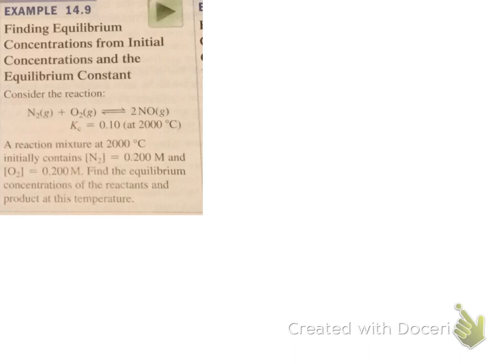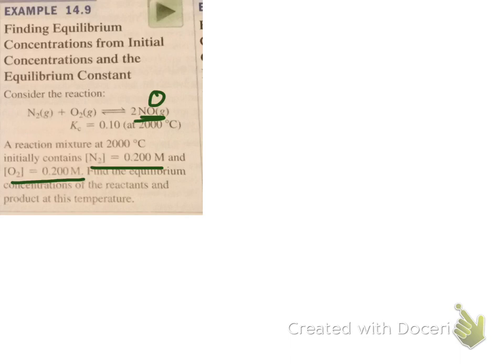Okay, so these are our initial amounts, and we initially start with 0 NO. Some of the nitrogen and some of the oxygen is going to react with each other, and it's going to produce some of our nitrogen monoxide. Then equilibrium is going to be reached, and the concentrations of the nitrogen, the oxygen, and the nitrogen monoxide will no longer change once equilibrium is reached.